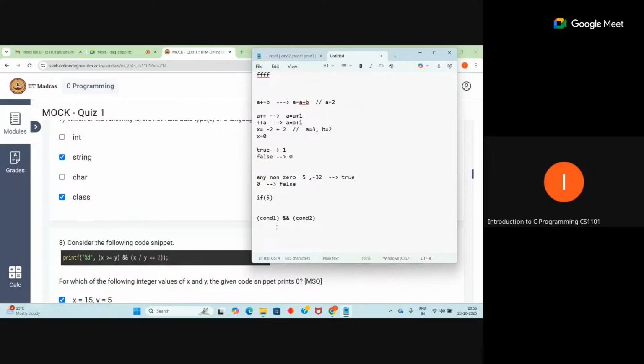If I say either you should get 40% of the marks in the graded assignments or 60% of the marks in the mock test, then only you are eligible to write quiz 1. Okay, if either one of the two is true, then we can give the answer, or we can give the paper.